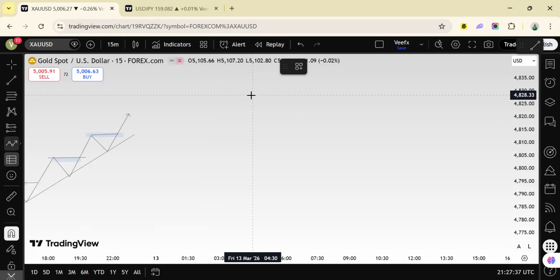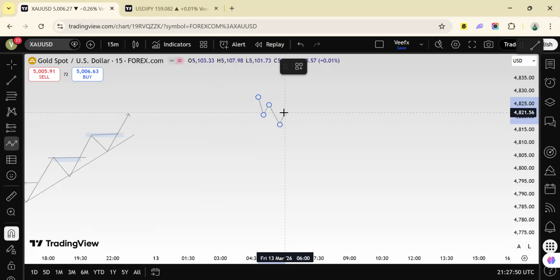So now the downtrend pattern. This is how the pattern for a downtrend is. You see the market giving you a series of lower lows and lower highs. This is called a lower low. This is called a lower high. This is called a lower low. This is called a lower high. This is called a lower low.